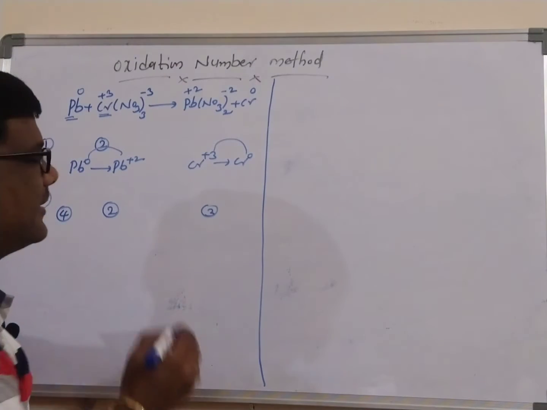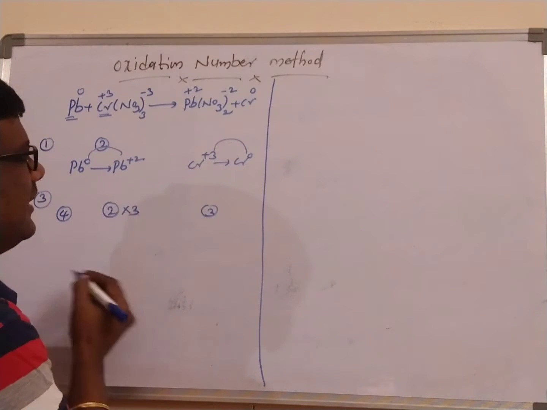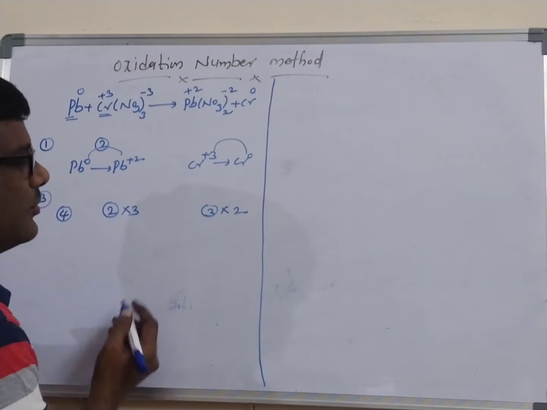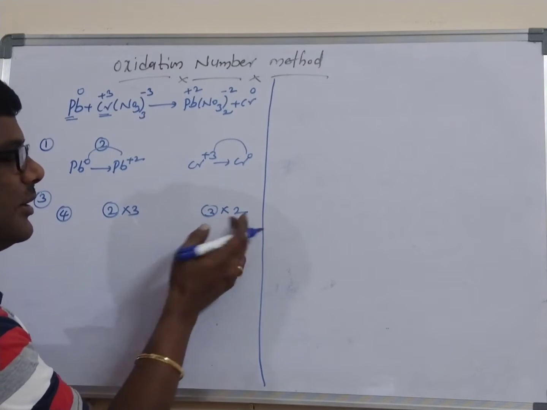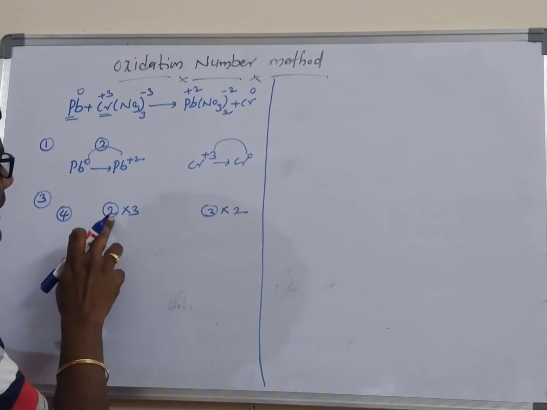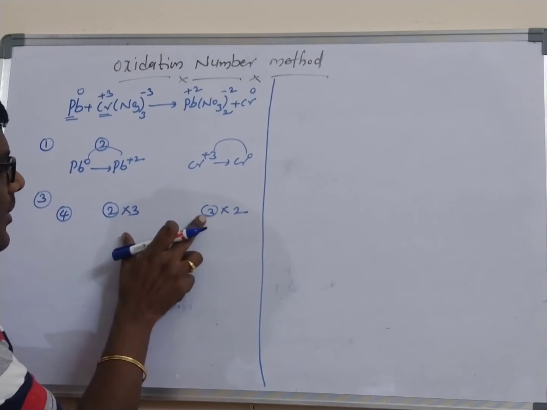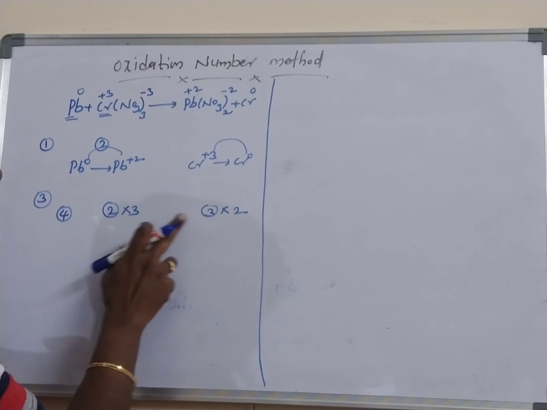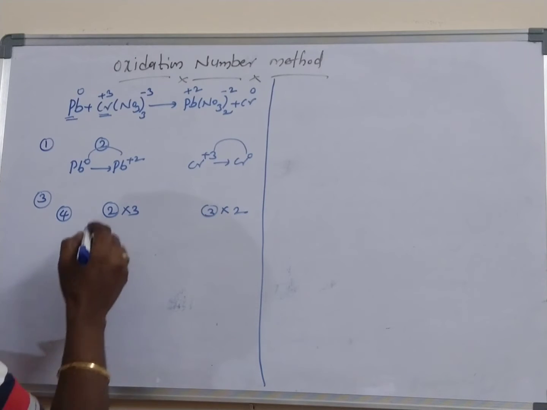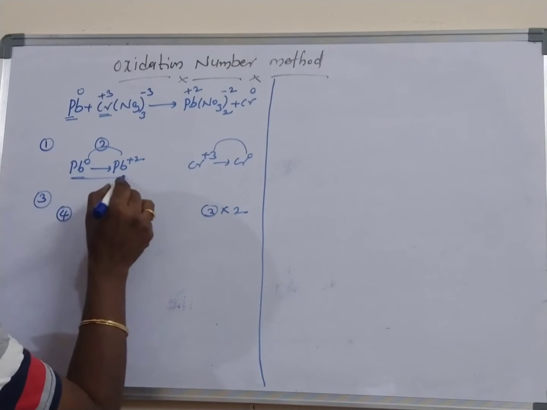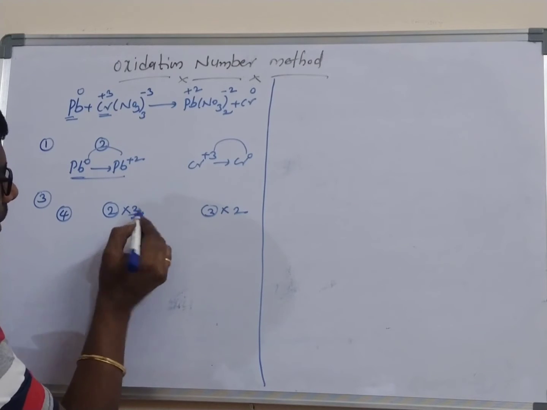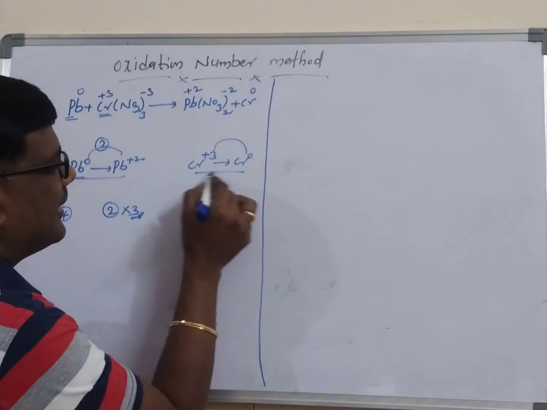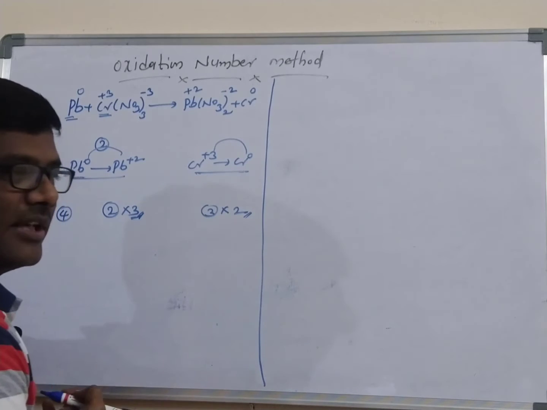In order to equalize this, you have to multiply the 2 with 3 and the 3 with 2. 2 threes are 6, 3 twos are 6. Ultimately, the increasing oxidation state and decreasing oxidation state are equalized. What is the meaning of this? Wherever you have the lead, it must be multiplied with 3. Wherever you have the chromium, it must be multiplied with 2.